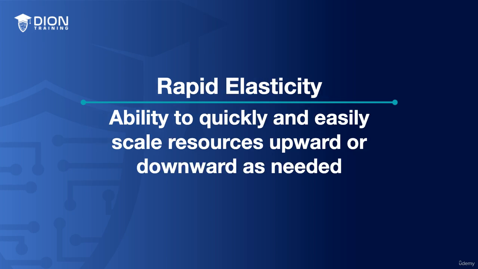Fourth, we have rapid elasticity. Rapid elasticity refers to the ability to quickly and easily scale resources upwards and downwards as needed. By using rapid elasticity in the cloud, organizations are able to quickly respond to changing business needs and ensure that they have the resources needed to meet the variable demands of their consumers.